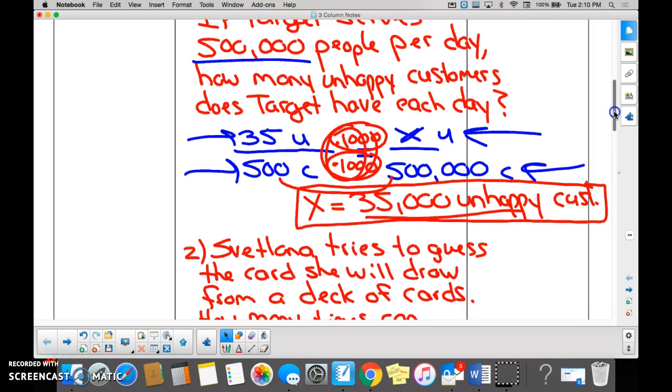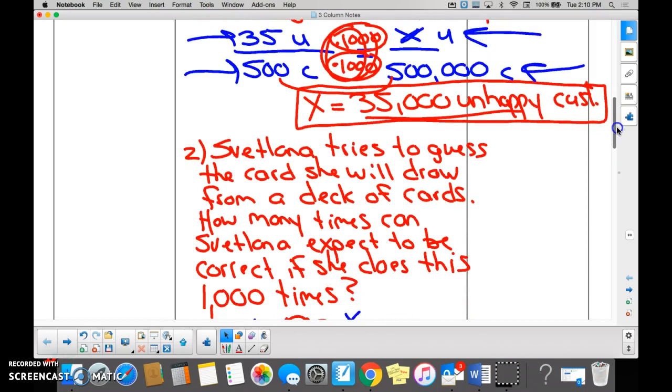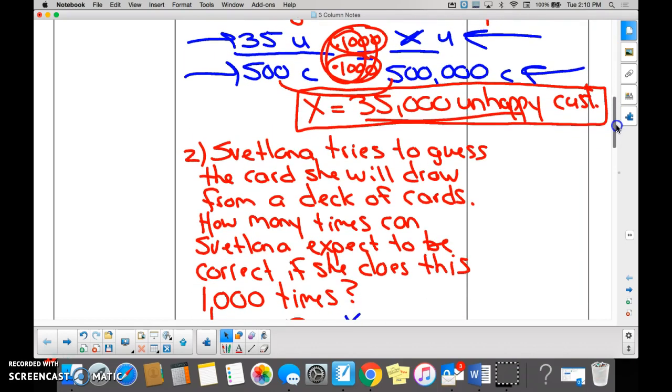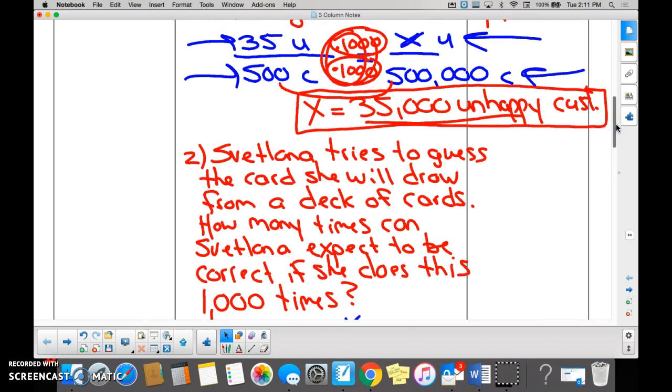Okay, next one. Same concept. Svetlana loves to play cards. She didn't have anybody to play with, so she made up her own game. She decided she was going to guess what card she was going to draw from a deck of cards, and she did this 1,000 times. We want to know how many times she would be right.